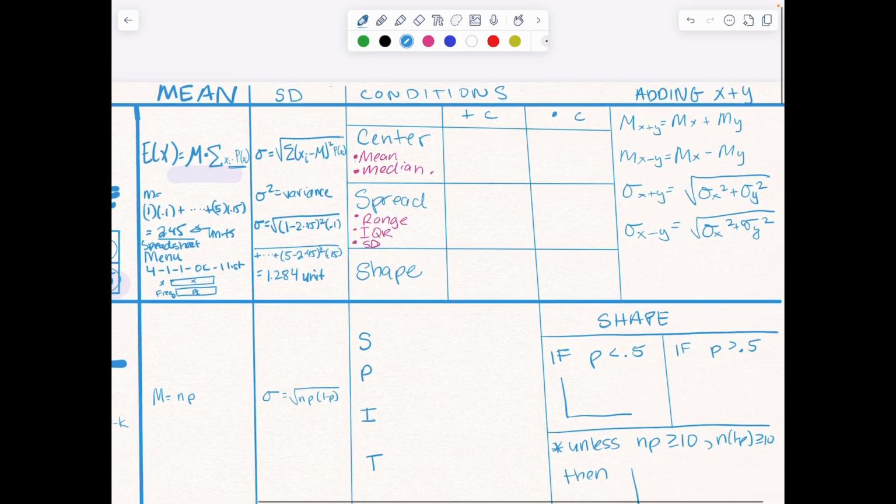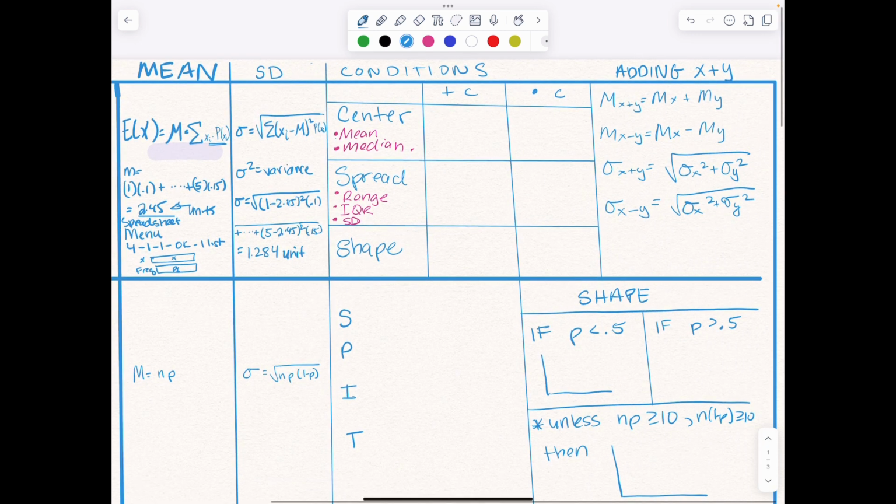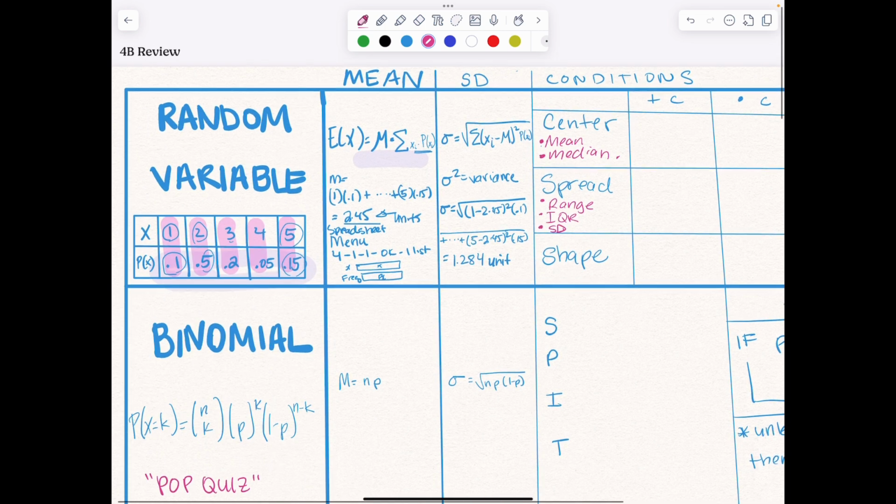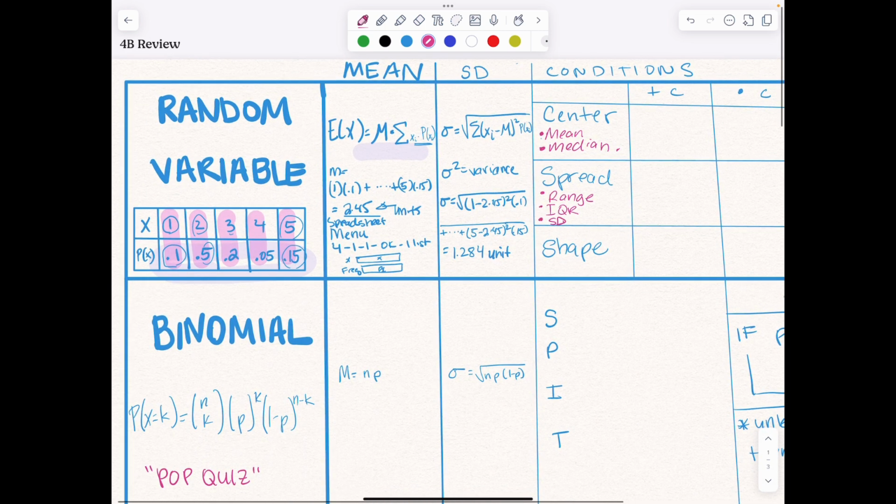So let's look at the center of the random variable. So the center, let's say right here is my random variable, and let's say I add 5 to everything. I'm going to add 5, add 5, add 5, add 5, add 5. Remember my original mean was 2.45. Now my new mean is going to be 2.45 plus 5, so 7.45.